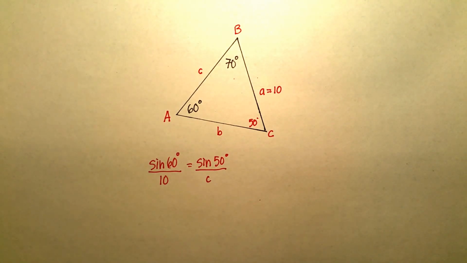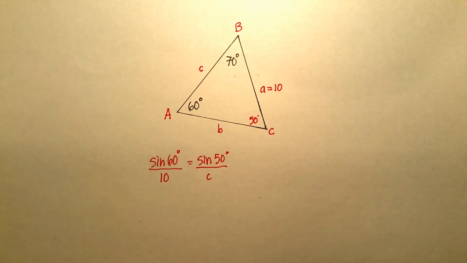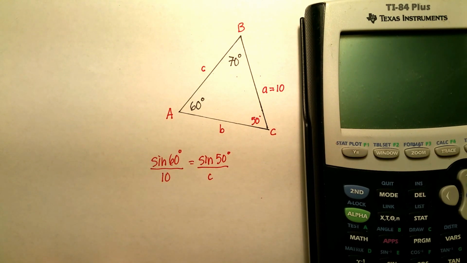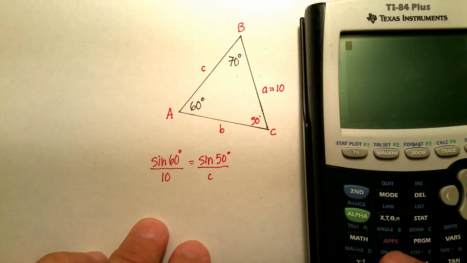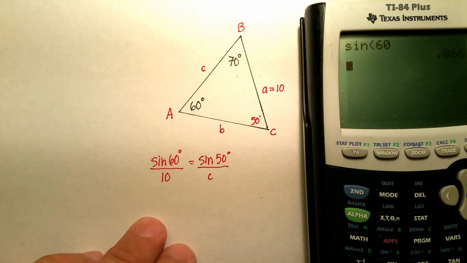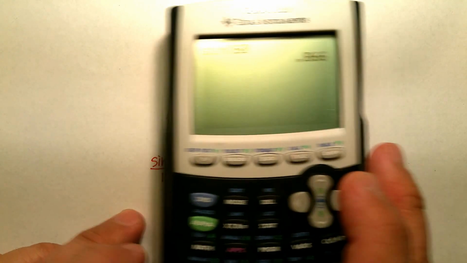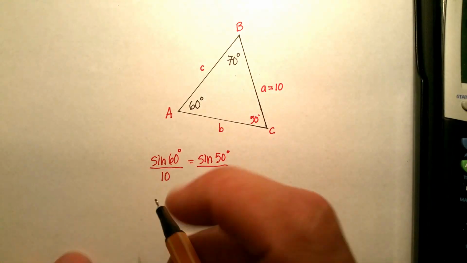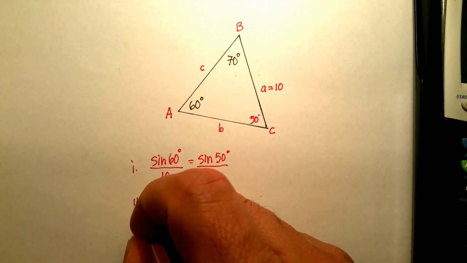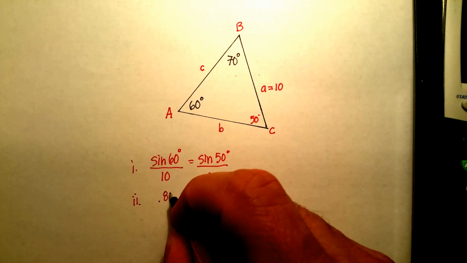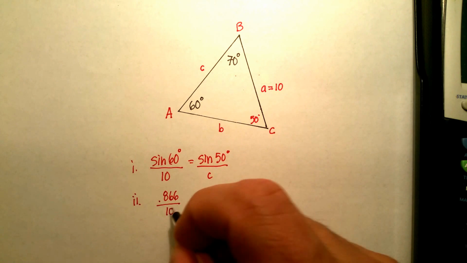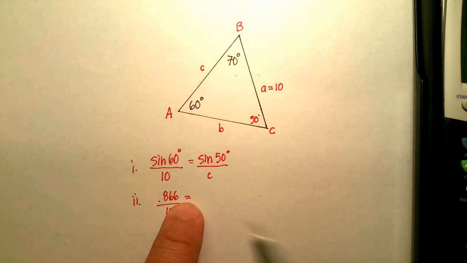Okay, so now I need to use my calculator. And what is sine of 60? Turn it on, actually, clear it. So hit the sine button, 60. And that's equal to 0.866. So step 1, step 2, 0.866 divided by 10 should be equal to the sine of 50.